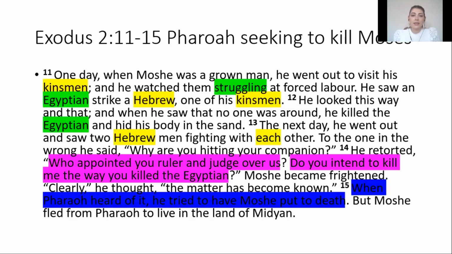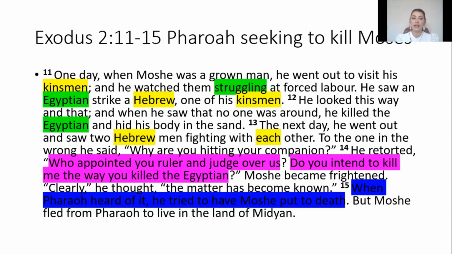Let's read this portion in Exodus 2, verses 11 to 15, on Pharaoh seeking to kill Moses. One day when Moses was a grown man, he went out to visit his kinsmen. Who are his kinsmen? The Hebrew people. He watched them struggling at the forced labor. He saw an Egyptian strike a Hebrew, one of his kinsmen. He looked this way and that way, and when he saw that no one was around, he killed the Egyptian and hid his body in the sand.